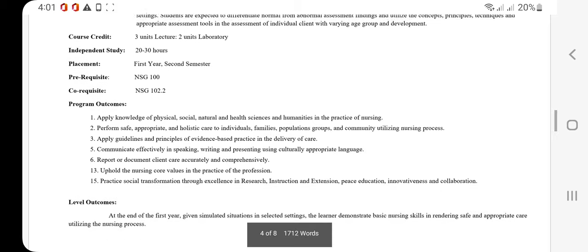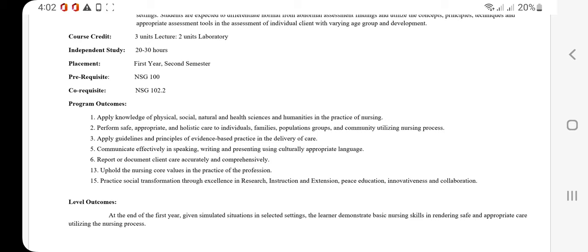So, the program outcomes of this course, first is to apply knowledge of physical, social, natural, and health sciences and humanities in the practice of nursing. Next, to perform safe, appropriate, and holistic care to individuals, families, population groups, and community utilizing nursing process. So, mainly, ito po yung magiging foundation ninyo para mas mapaganda yung nursing services natin sa ating patient. Kung wala po kasi kayong idea sa health assessment, mahihirapan kayo in rendering services to your patient.